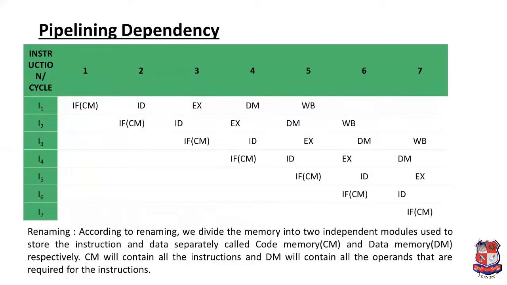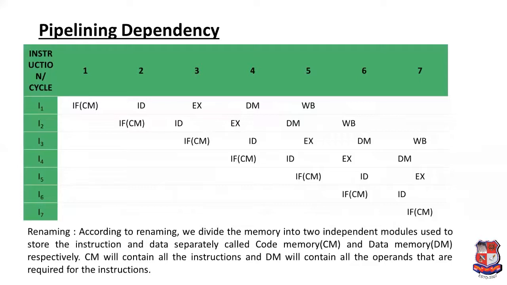Here renaming, what does that mean? According to renaming, we divide the memory into 2 independent modules used to store the instructions and data separately, called code memory and data memory respectively. The code memory will contain all the instructions and the data memory will contain all the operands that are required for the instructions.